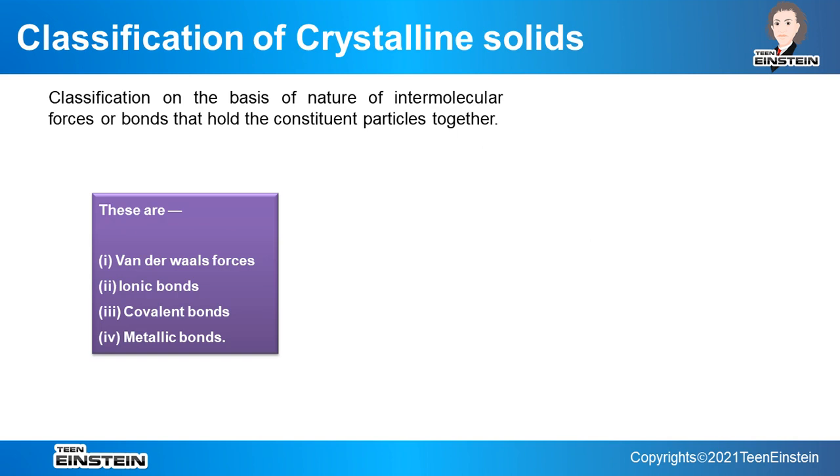Now we will focus only on crystalline solids, because whatever solid we see around us, mostly it falls under crystalline solids. So we will focus on crystalline solids, and depending on different types of intermolecular forces that hold the constituent particles together, there is some classification. Now what are these intermolecular forces? These forces are van der Waals forces, ionic bond, covalent bond and metallic bond. You can also say ionic force or covalent force or metallic force. Fine. Mostly it is bond, that is why we have written it in this way.